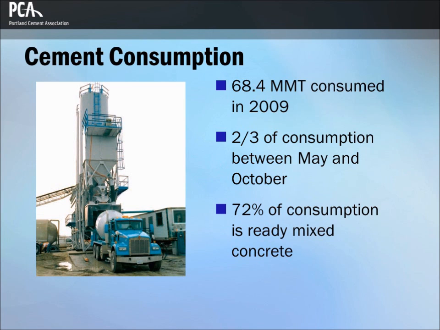75.2 million tons, or 68.4 million metric tons, were consumed in the United States in 2009. Nearly 2/3 of the cement consumption occurs between May and October, closely correlating with the construction season. The majority of cement is shipped to ready-mix concrete producers, which accounts for about 72% of cement consumption.